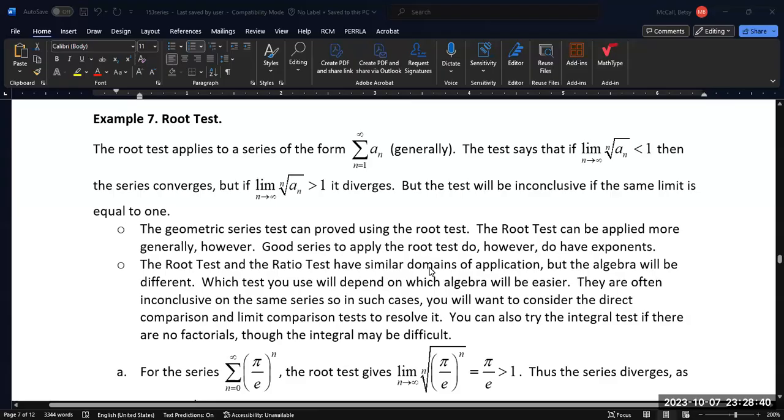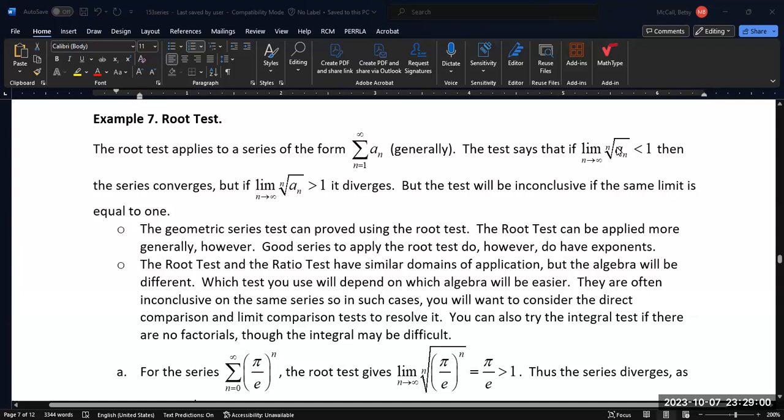Okay, so in this video, we're going to look at the root test and the ratio test. Now, in the root test, the formula basically is we take our general term for our infinite series, and we're going to take the nth root of that term and then let n go to infinity.